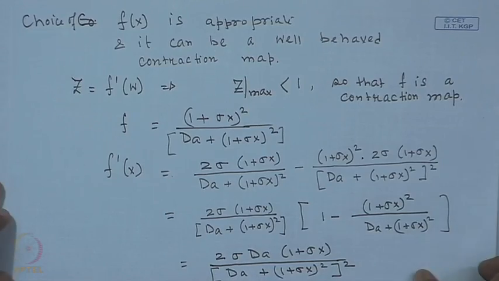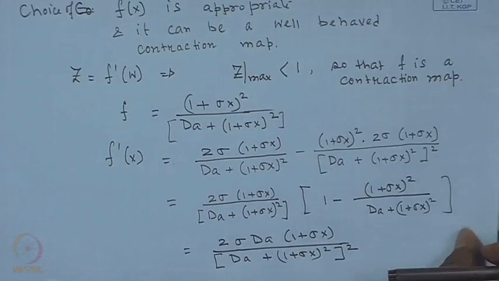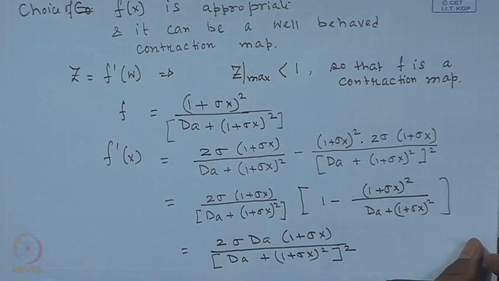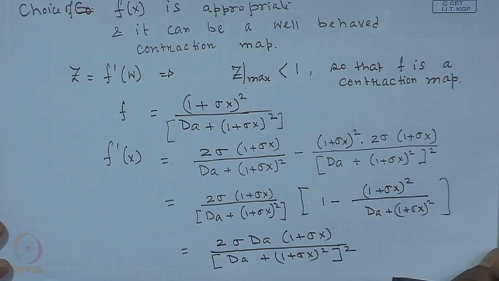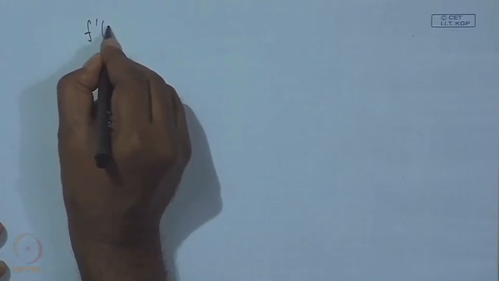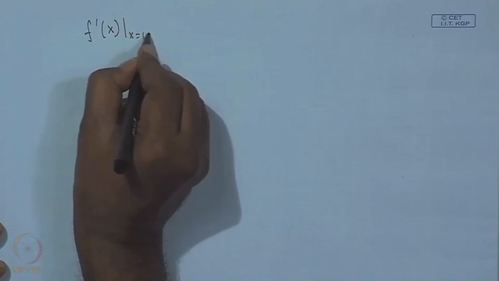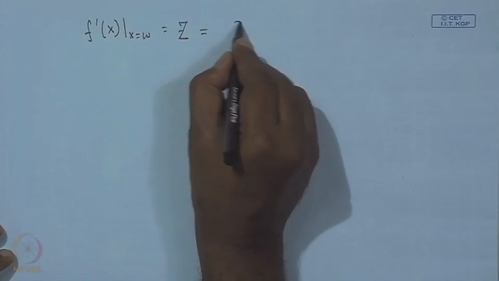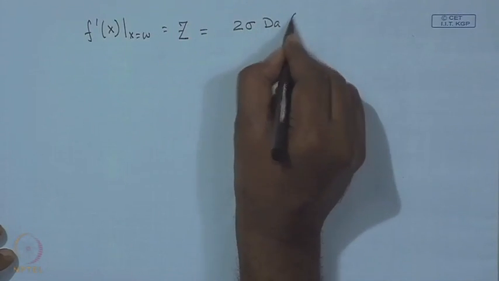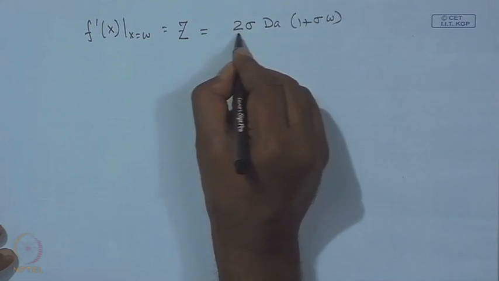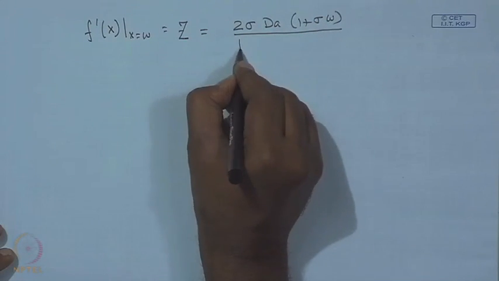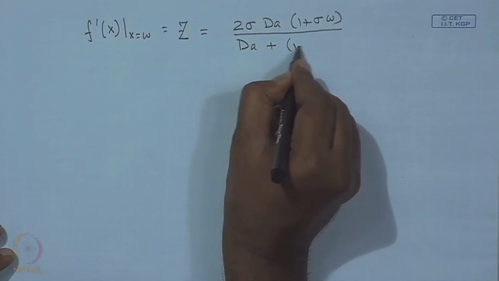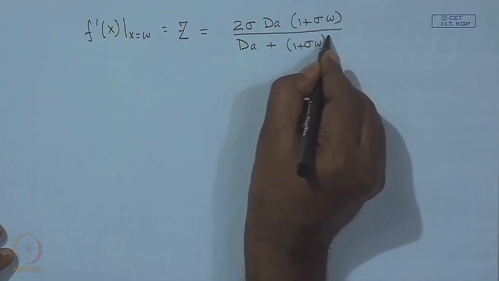So, that gives the expression of f prime x. Next, we evaluate f prime x at x is equal to w. We evaluate f prime x at x is equal to w, and we call that z, and this becomes 2 sigma dA (1 plus sigma w) divided by (dA plus 1 plus sigma w) whole square.